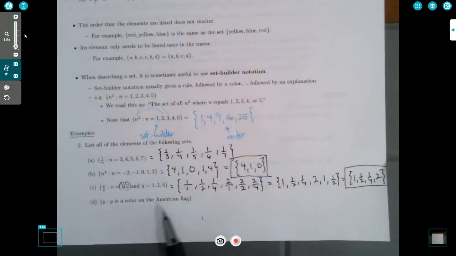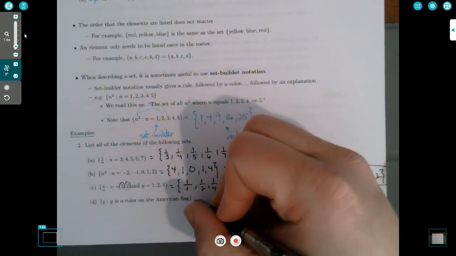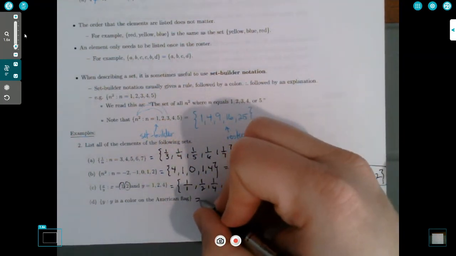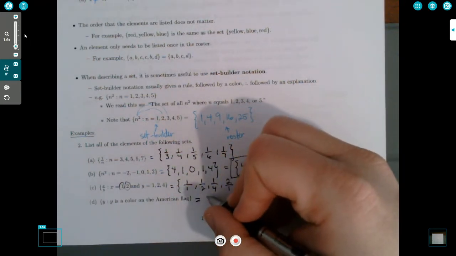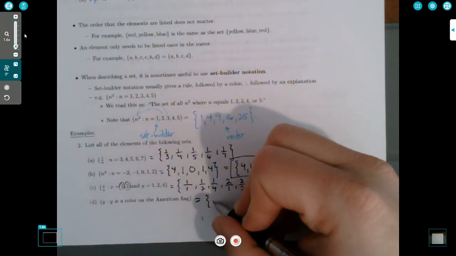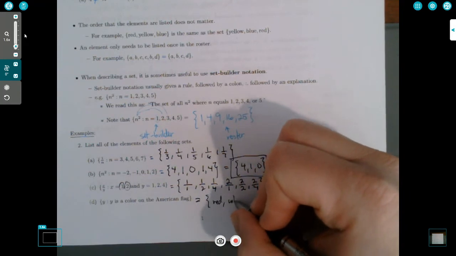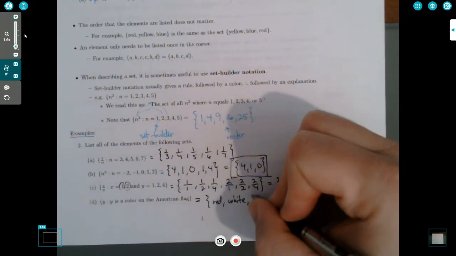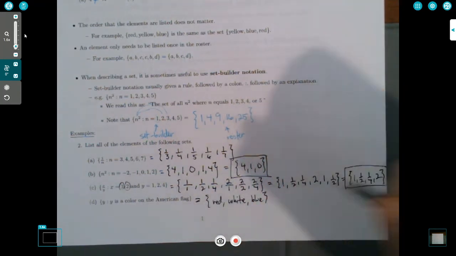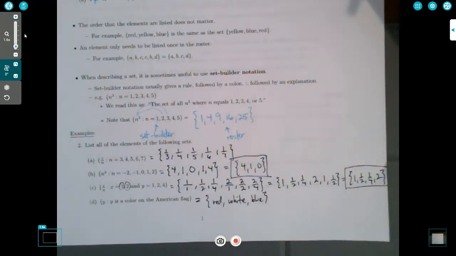One more. Okay, this time without numbers, because they don't have to be numbers, right? So here's one that doesn't have numbers in it. It says the set of all y, where y is a color on the American flag. Well, what are the colors on the American flag? Red, white, and blue, right? And that would be that one.